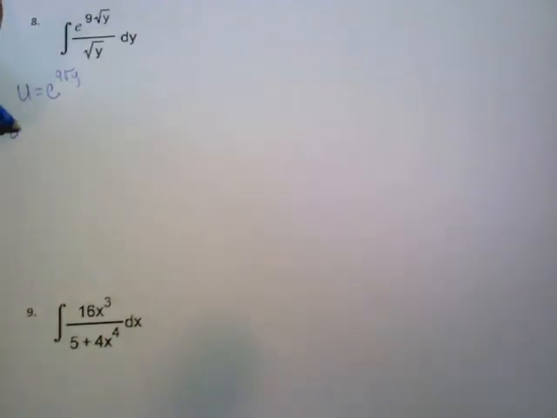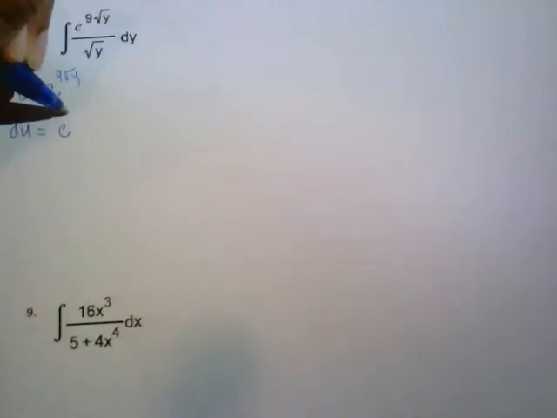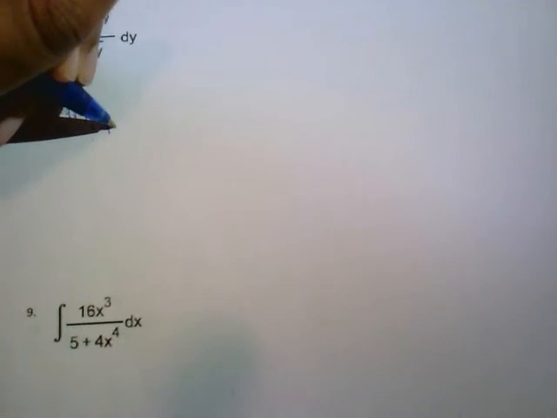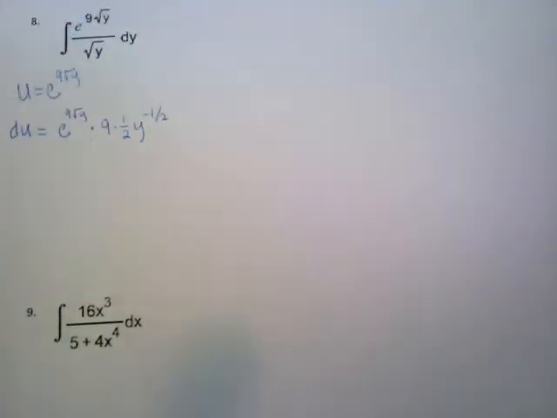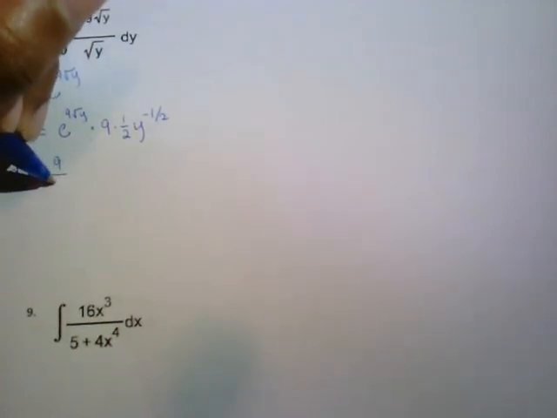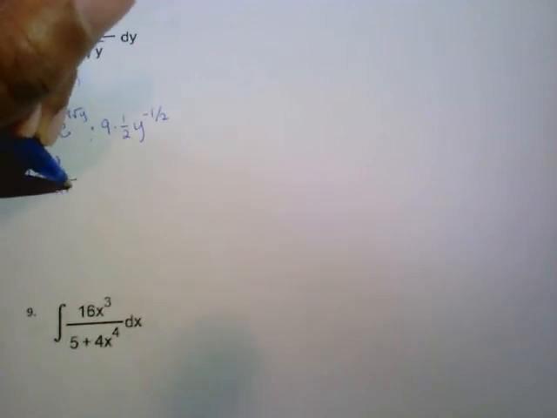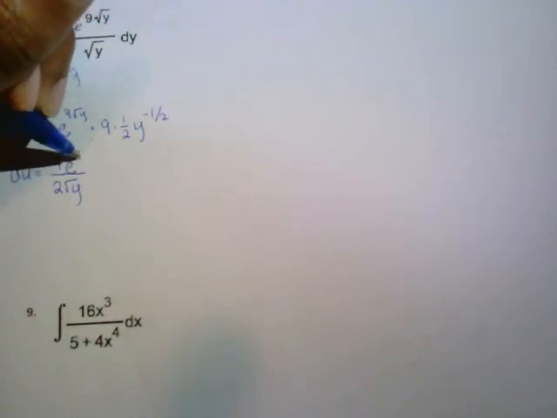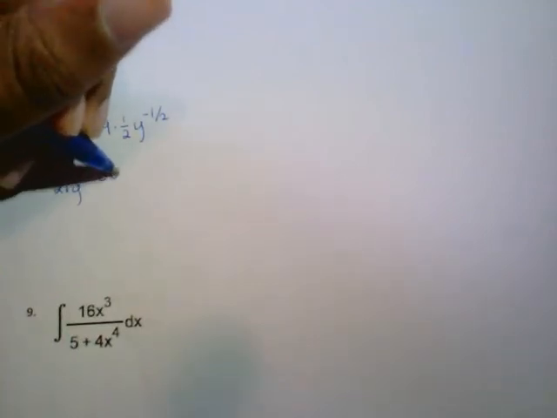So now our derivative of u is going to be still e to the 9 square root of y, and then times the derivative of our exponent, which would be 9 times 1/2 y to the negative 1/2. So let's clean this up a little bit. So du equals 9 over 2 square root of y, and also we'll have e to the 9 square root of y dy.